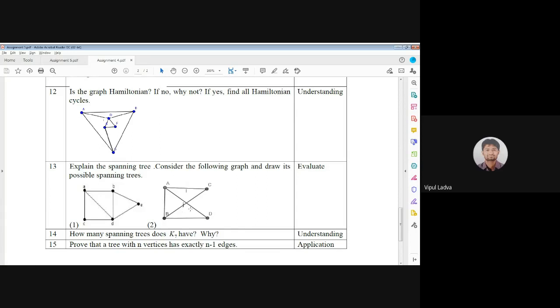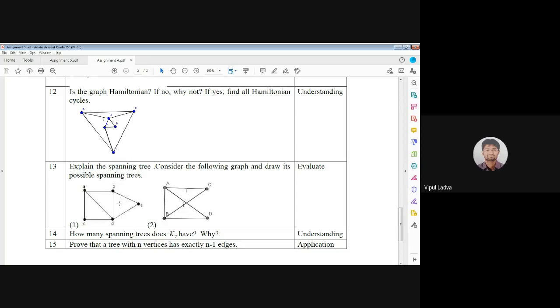I had explained this concept with the example of the complete graph K4. We discussed that for the complete graph K4 there are 16 different spanning trees. There is a formula for the complete graph: n raised to n minus 2 spanning trees. But that formula works if and only if we are dealing with a complete graph. None of these graphs are complete, but yet there is a way to identify how many spanning trees there will be.